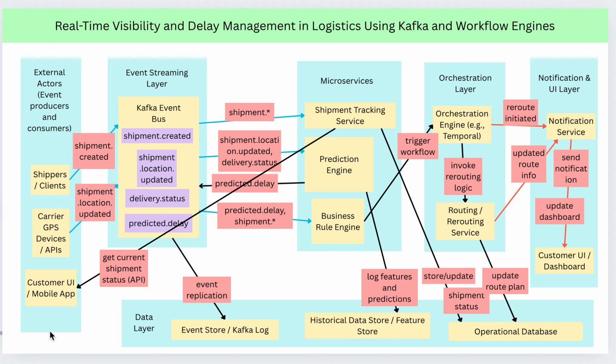Here we have the external actors, shippers and clients. These are businesses or end users initiating a shipment. When a shipment is created, for example via a mobile app or web form, a shipment.created event is emitted to Kafka. This event contains metadata like shipment ID, source, destination, time window, and priority.